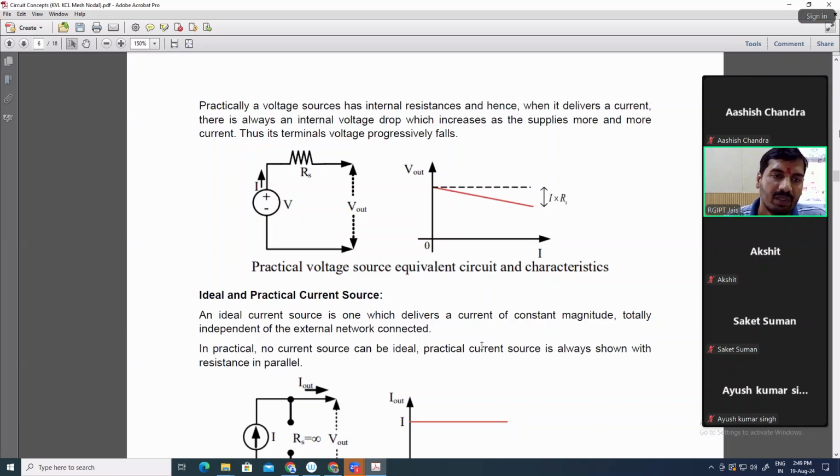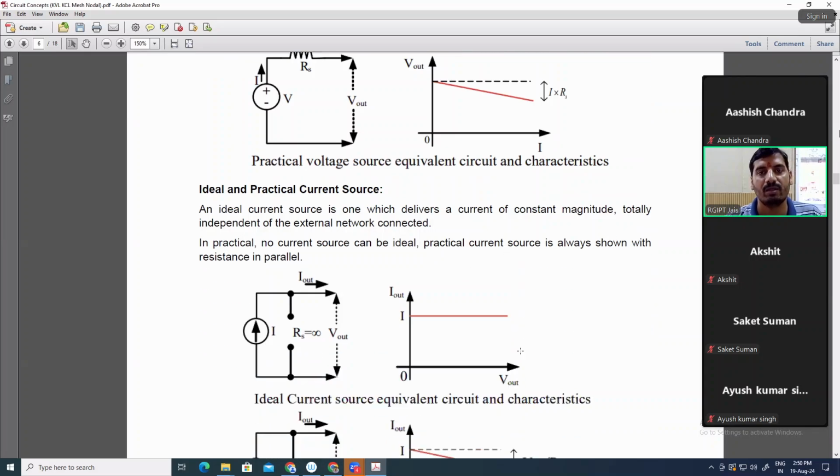Similarly, you have to remember that the internal resistance of a voltage source is connected in series with the source. Ideally the internal resistance value is 0, whereas in the practical case there will be some finite resistance, and due to that resistance, when current increases, the overall terminal output voltage will decrease with the current. So there will be a voltage dip when current increases.